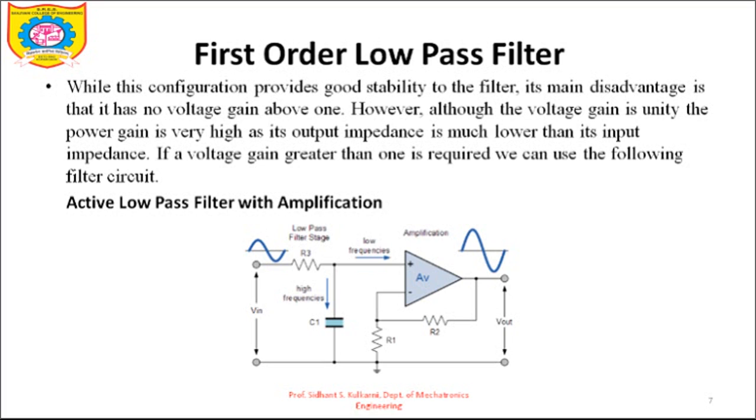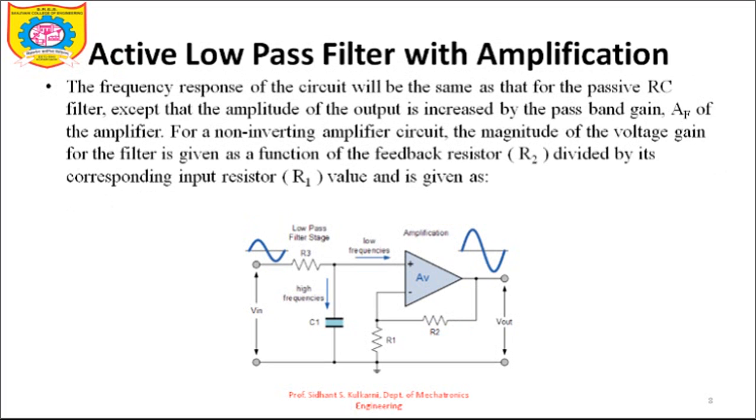So this is an active low pass filter with amplification, where the gain of the op-amp is more than 1, which we can choose by properly selecting the values of R1 and R2. Okay, the frequency response of the circuit will be the same as that of the passive RC filter, except that the amplitude of the output is increased by the pass band gain AF of the amplifier. For a non-inverting amplifier circuit, the magnitude of the voltage gain for the filter is given as a function of the feedback resistor R2 divided by its corresponding resistor R1 value as shown in the figure.